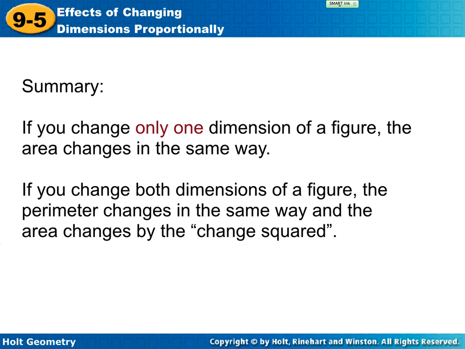The key to this section is paying attention: am I changing one dimension or 2? Now there are some shapes that if you change one, it's automatically going to change the other one. For instance, a circle. If you change the radius of the circle, doesn't that change both the height of the circle and the width of the circle at the same time?